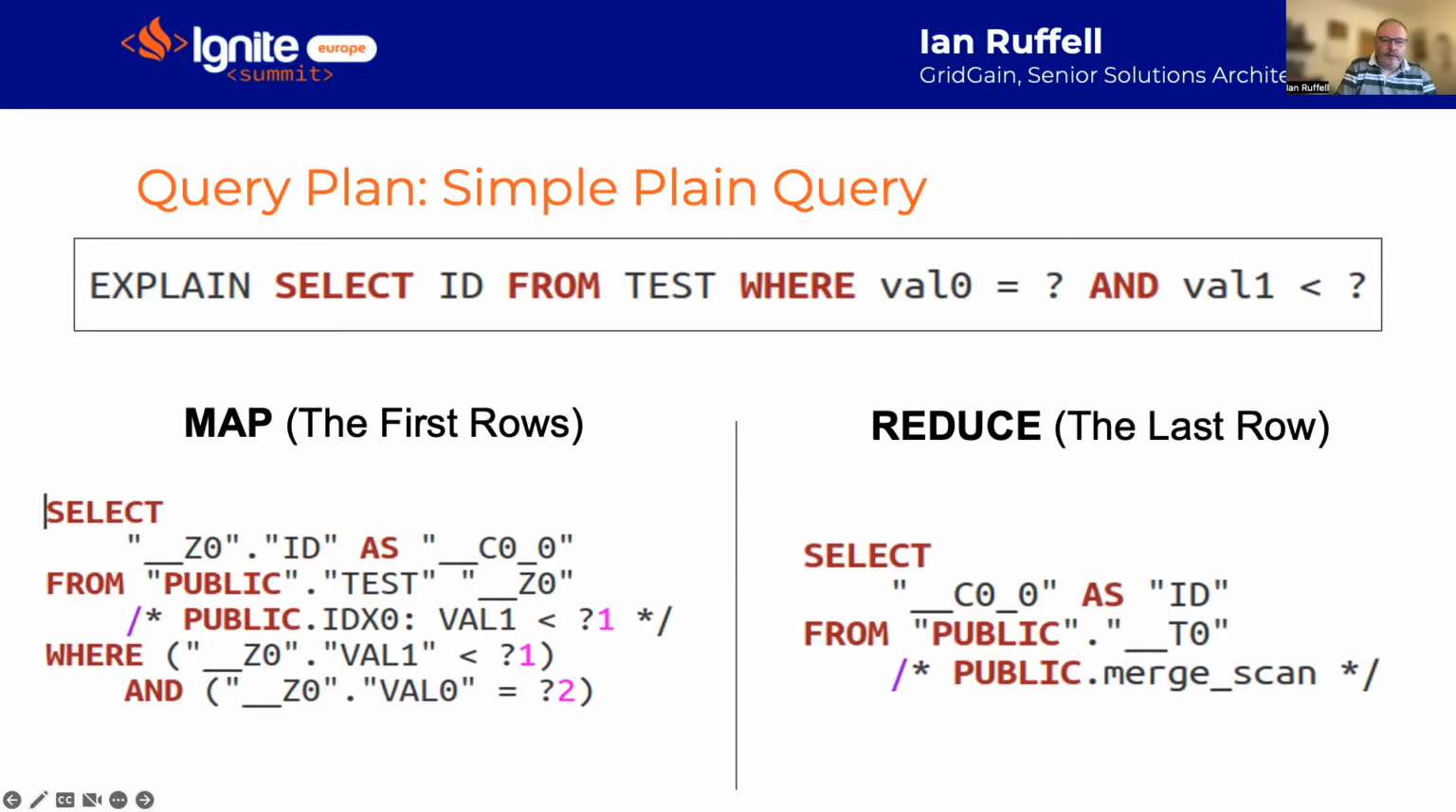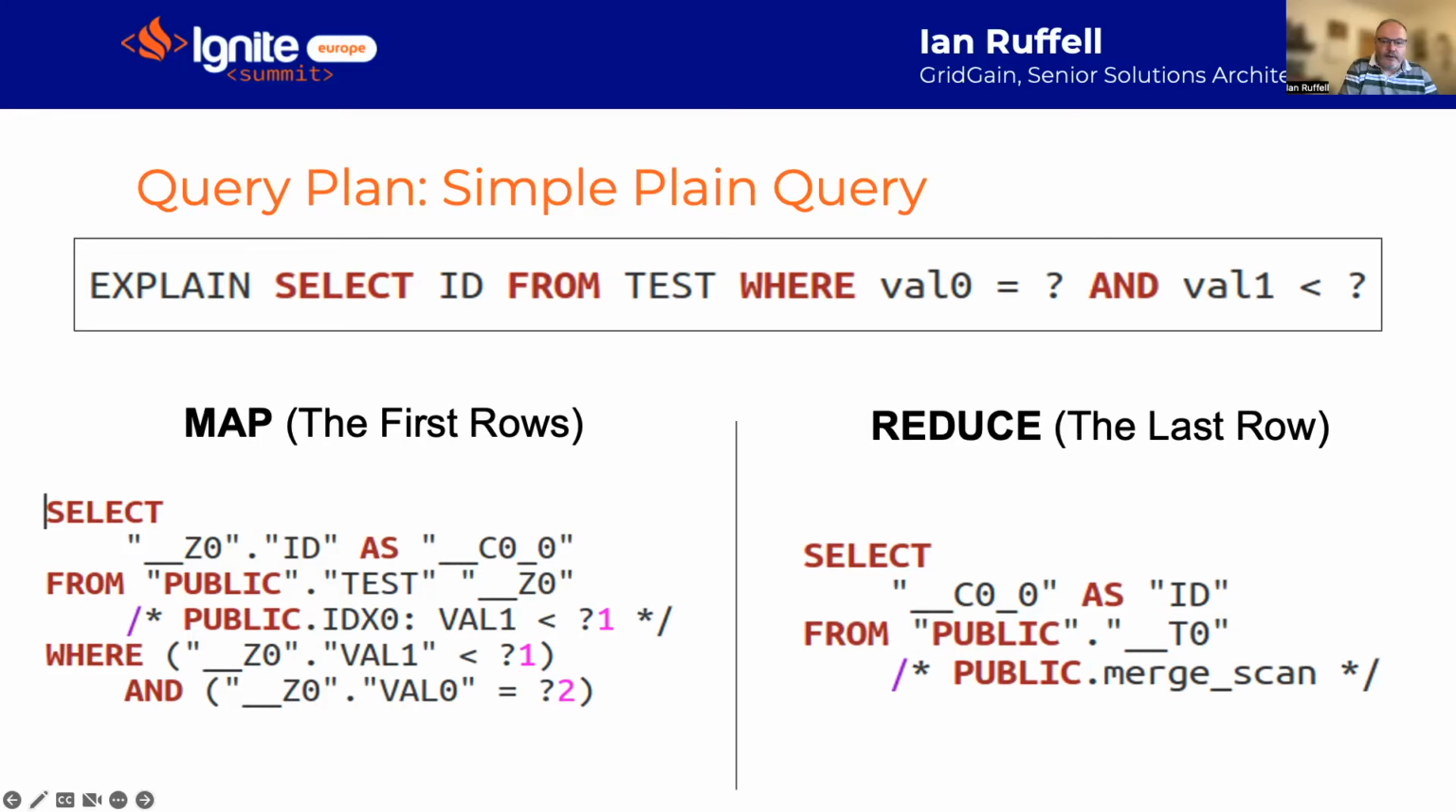Okay, so let's go back and have a look at the slides now. We can use the explain keyword to show how Ignite is going to execute the query and look at the execution plan. Just putting that explain prefix into the query and running it, you'll see that we get the two phases: the map phase and the reduce phase.